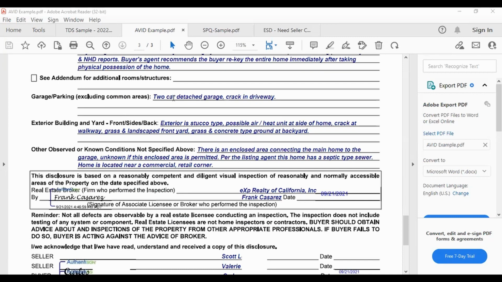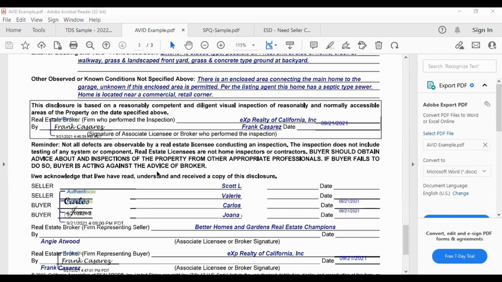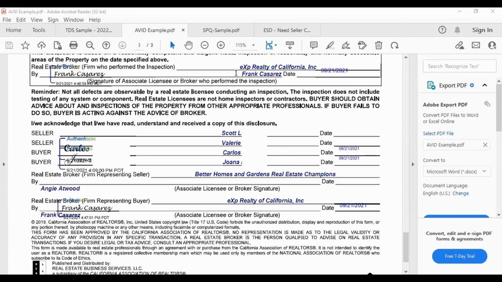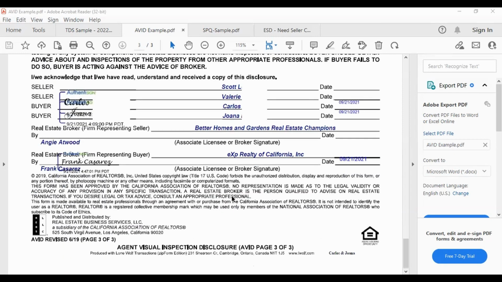Okay, then we're going to describe, of course, the garage, the exterior, the front yard, backyard, and then anything that might be observed or known to you. Fill it all out, nice and neat, and signature. Boom. Those three disclosures for most standard transactions are important.